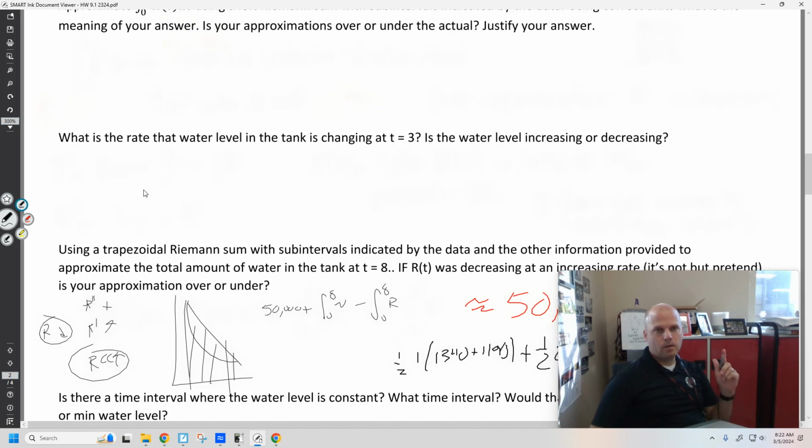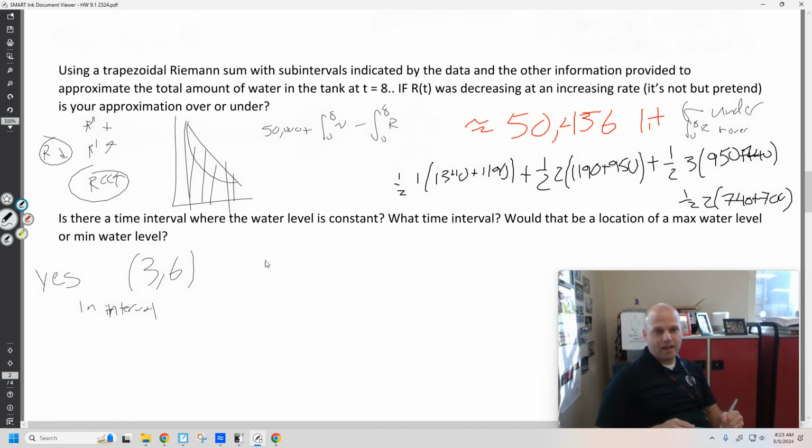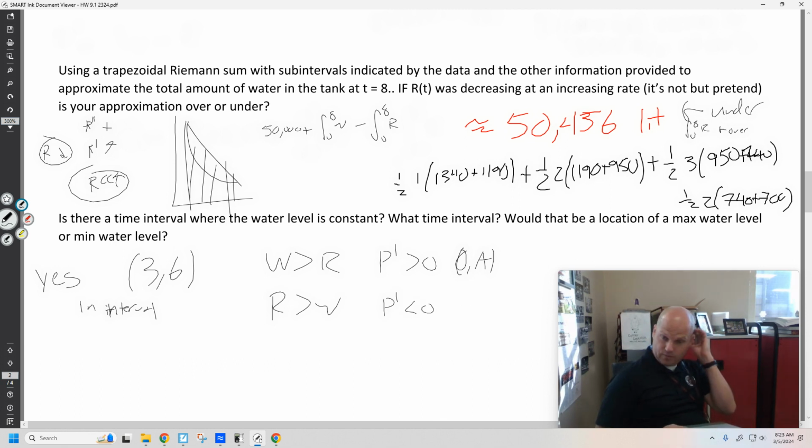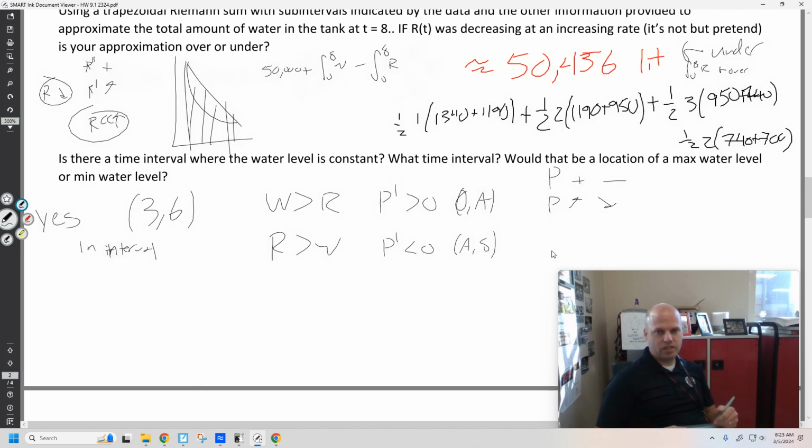Okay. We start with my rate in being bigger than my rate out. So that means my derivative is going to be positive from 0 to that point A. And then my rate out is bigger than my rate in, so my derivative is going to be negative from A to 8. So if my derivative goes from positive to negative, my amount of water is going to be increasing and then decreasing. It's going to be the location for max.